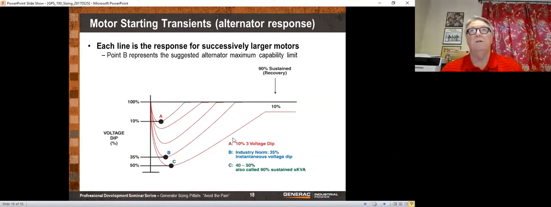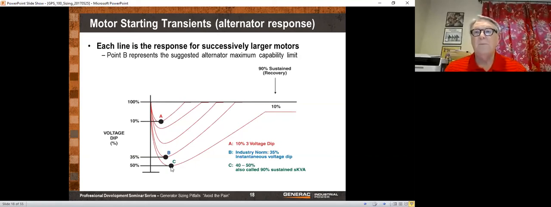And if you're measuring this with your Fluke multimeter, you won't even see it because it'll drop and recover before that meter even updates. So look at curve A over here. Curve A, we have a 10% voltage drop, and then it gets bigger and bigger. Curve B is 35%, and curve C is 50%.